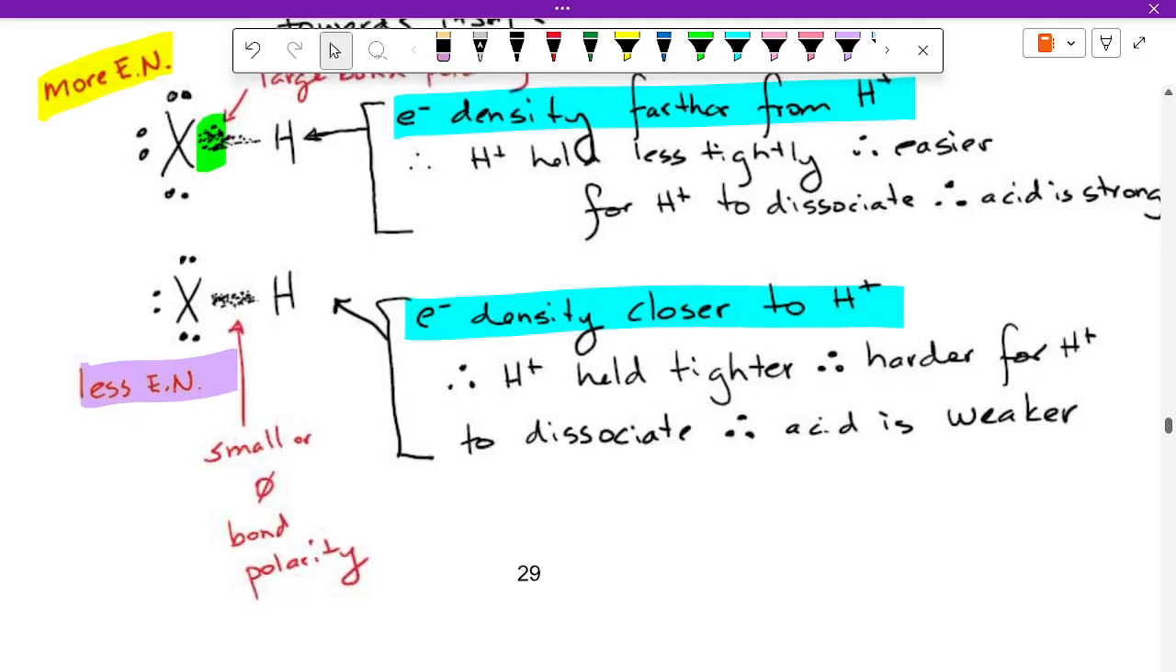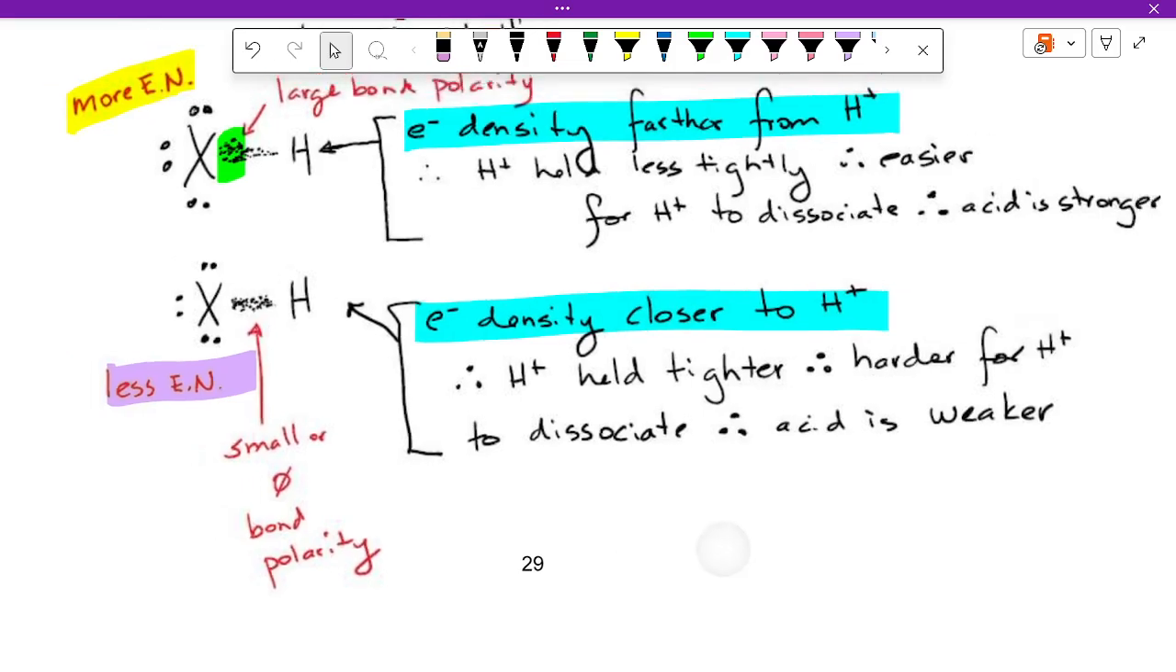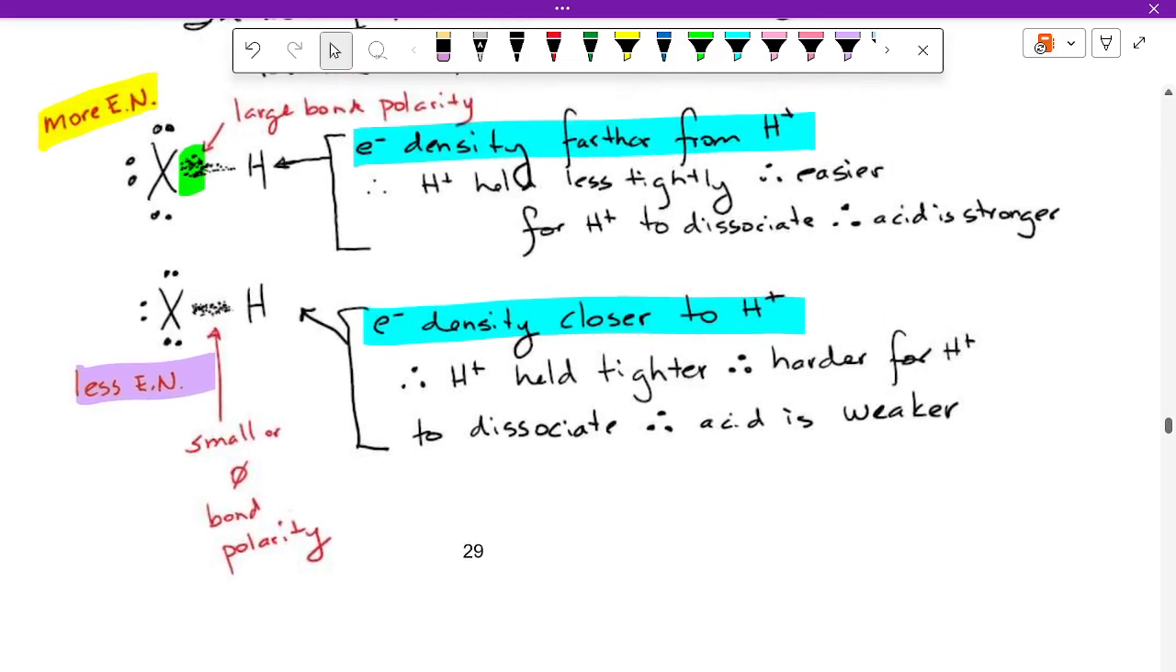So the hydrogen is held more tightly, and it is easier for the acid to dissociate. Mostly, I see these questions come up in multiple choice. So you just need to be able to recognize which acid is going to be the strongest and have a vague idea of why.